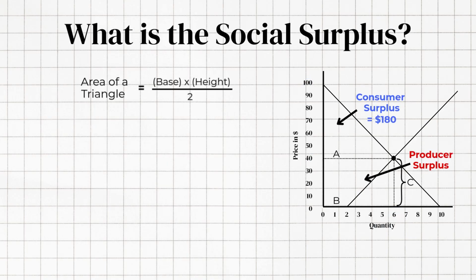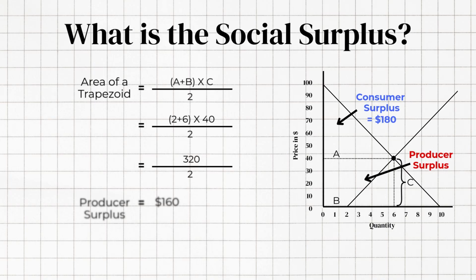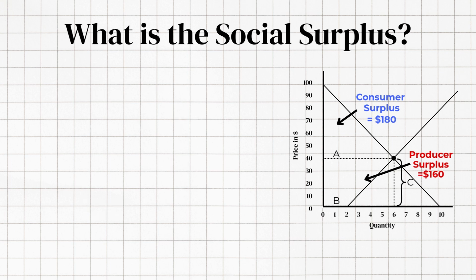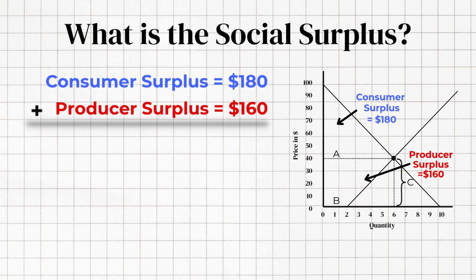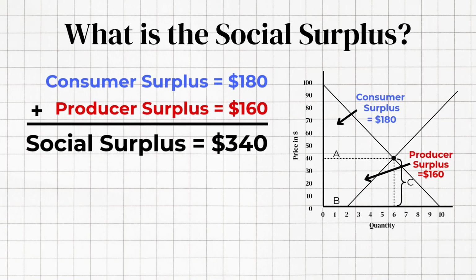For the producer surplus, we need to find the area of the trapezoid. So we add A and B together, so that's 2 plus 6, which is 8. Then we multiply that by C, which is the price, $40. This gives us 320. Divide by 2, and we get $160 for the producer surplus. So for the social surplus, we just add the two surpluses together. So that's $180 for the consumer surplus and $160 for the producer surplus to give us a social surplus of $340.